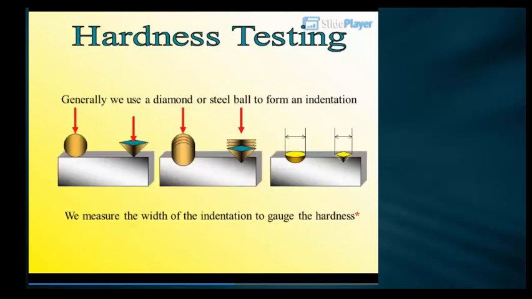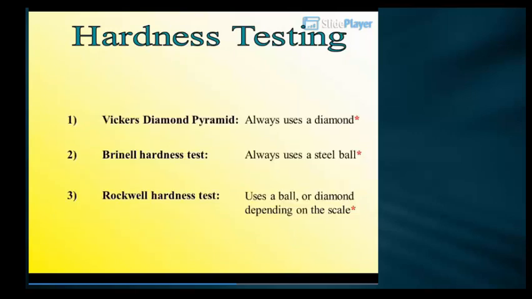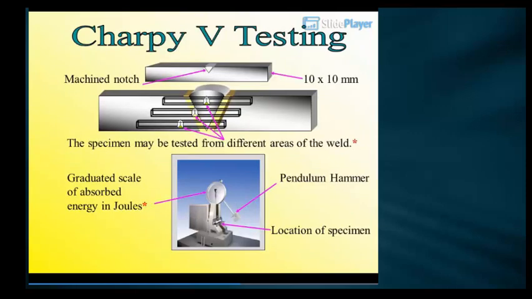Hardness testing. Generally we use a diamond or steel ball to form an indentation. We measure the width of the indentation to gauge the hardness. Hardness testing: 1. Vickers diamond pyramid, always uses a diamond. 2. Brinell hardness test. Always uses a steel ball. 3. Rockwell hardness test. Uses a ball or diamond depending on the scale. The specimen may be tested from different areas of the weld.